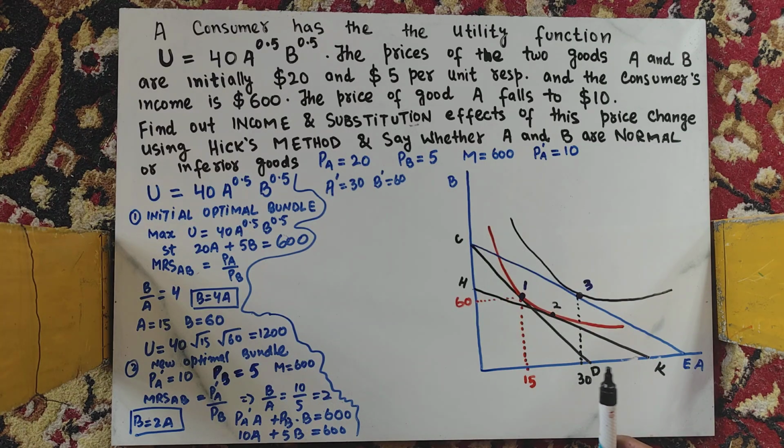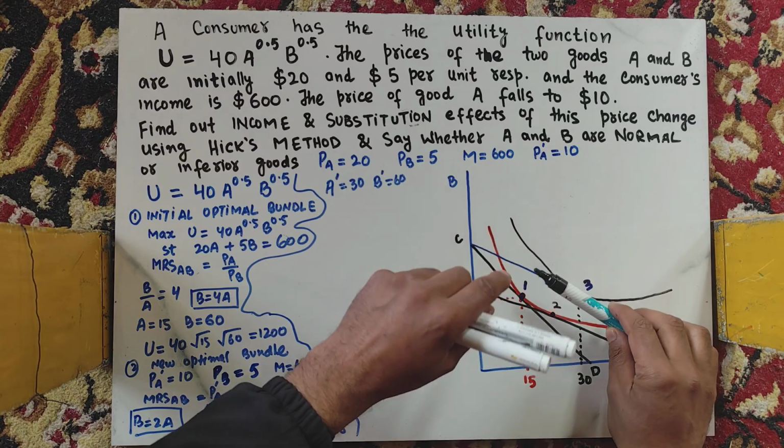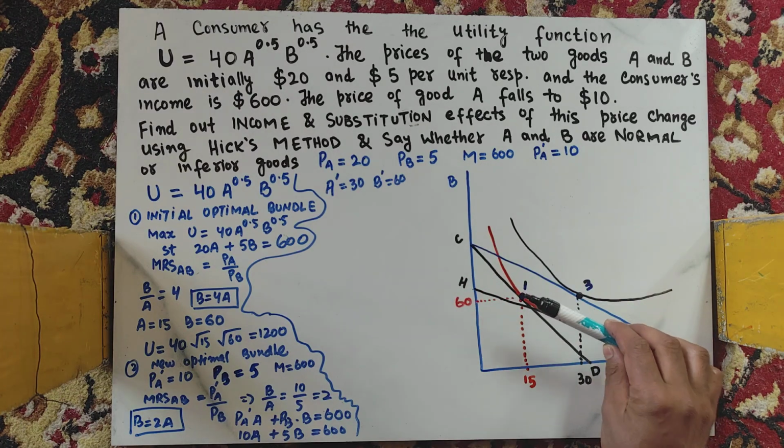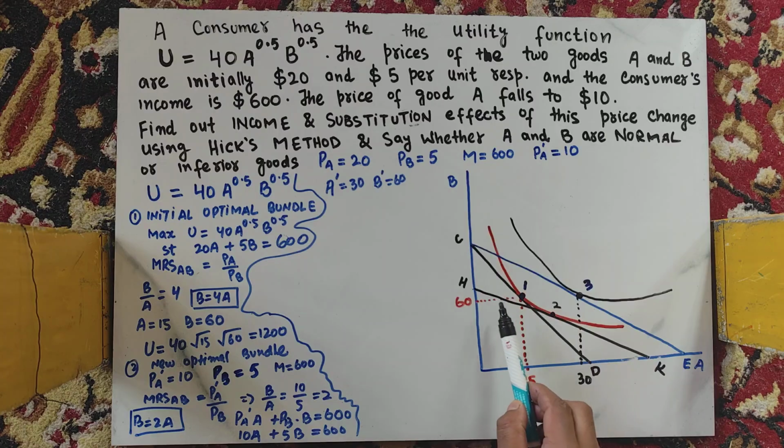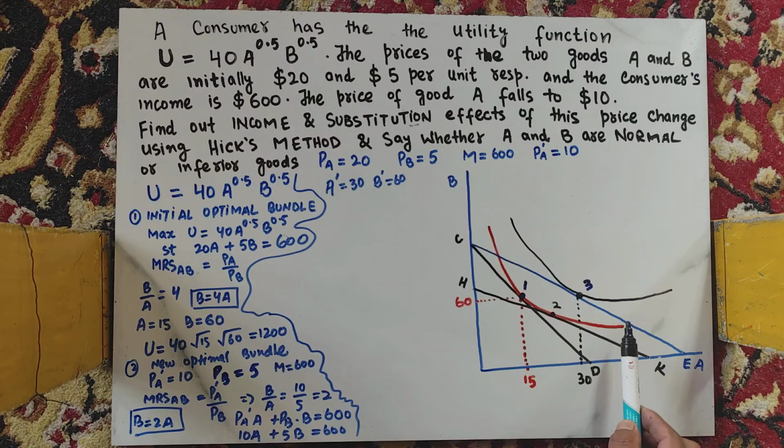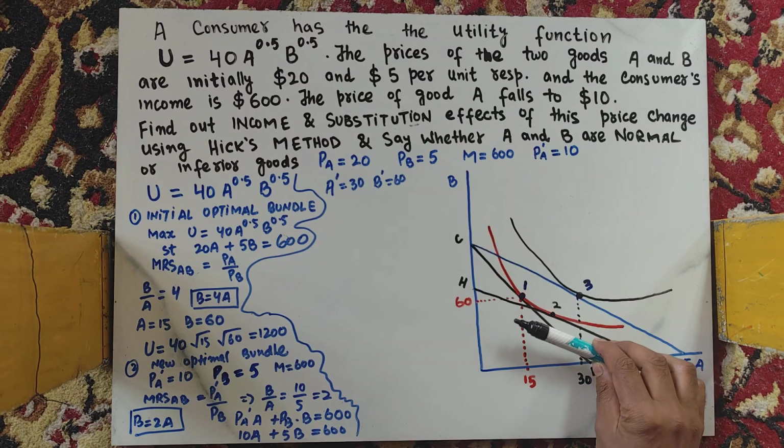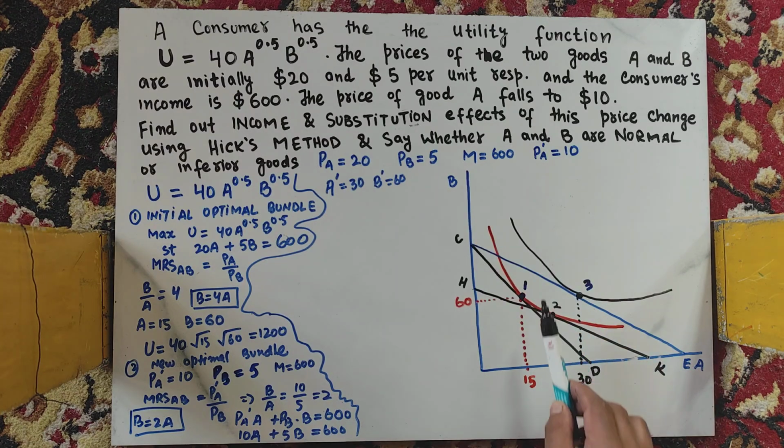And how do we do it? Since the consumer has written here, we need to take away the income from the consumer in such a way that he is able to afford the initial level of utility at the new prices. So this budget line is shifted parallel in such a way that it is tangent to the initial indifference curve. That is, we are holding the utility constant here at new prices.